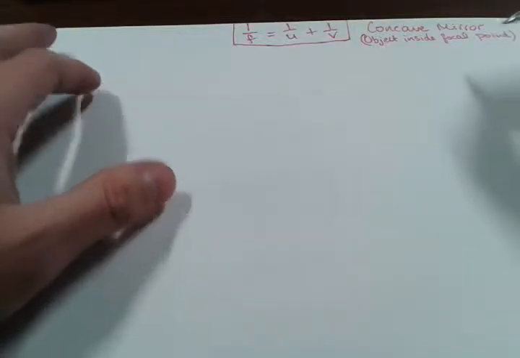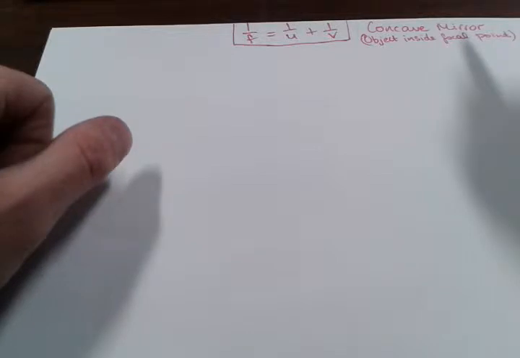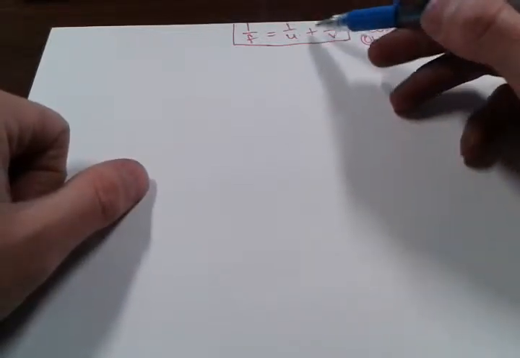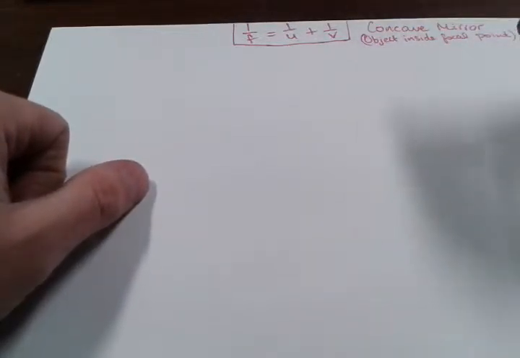Let's get into a slightly more tricky situation with our concave mirror, still using this 1 over f is equal to 1 over u plus 1 over v formula. Let's now look at what happens if we place an object inside the focal point.